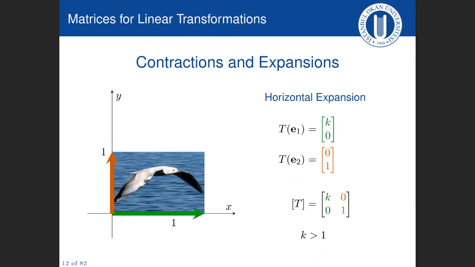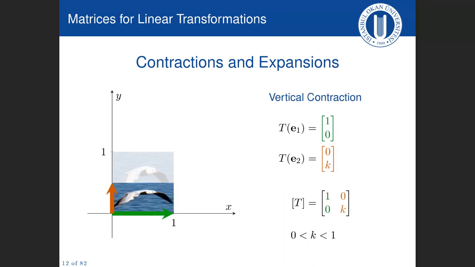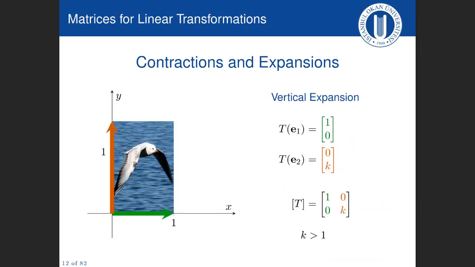Or instead of contracting, we could do expansion. Let's suppose we stretch everything horizontally. Again, E1 maps to (k, 0) and E2 stays the same at (0, 1). So we have the same standard matrix, but this time k is going to be a number bigger than 1 because we're stretching. We could do the same thing vertically, of course. Vertical contraction or vertical expansion.